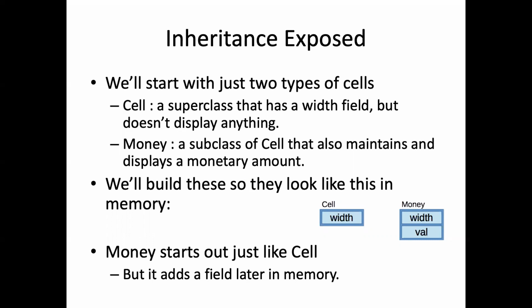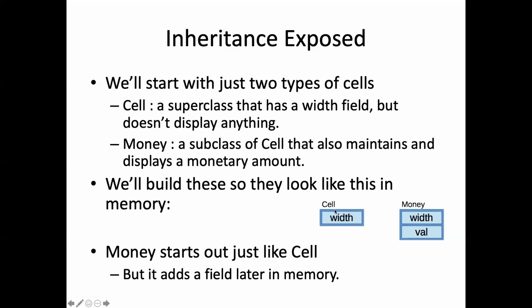I think it's going to be a floating point numeric value for a particular amount of money, say in dollars. How are we going to build this? Well, like I said a moment ago, we're going to build two structs, one for the superclass cell and one for the subclass money. And we're going to organize them so their memory is laid out like this picture shows.